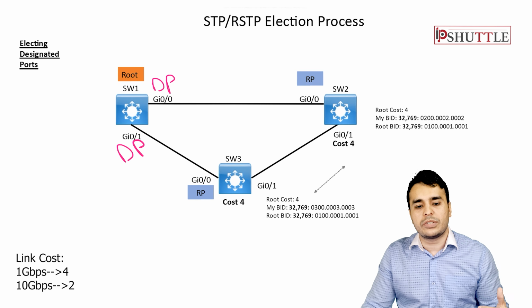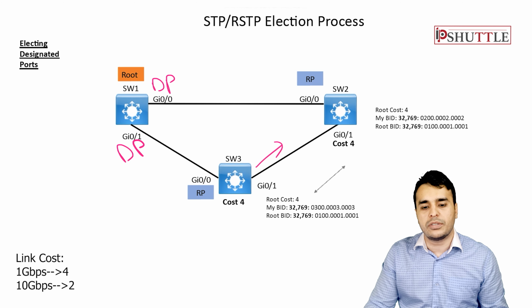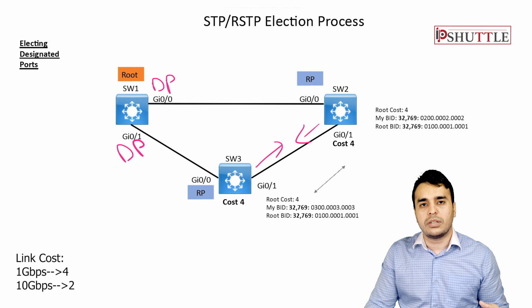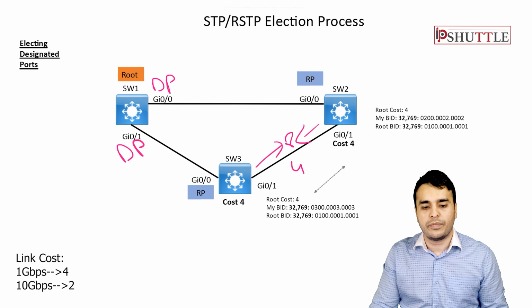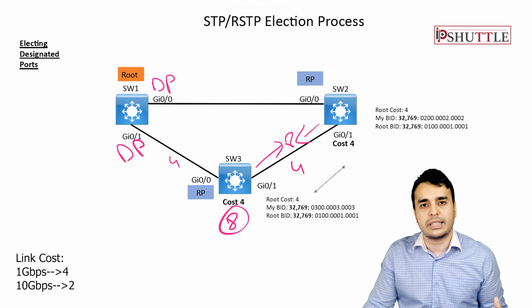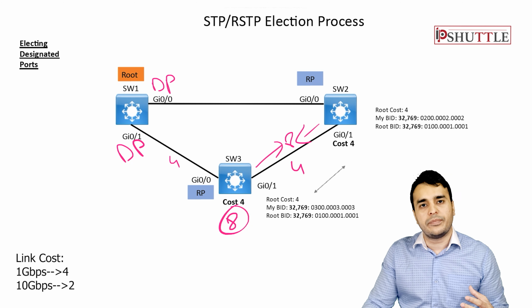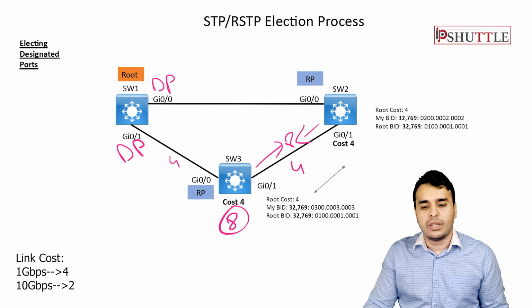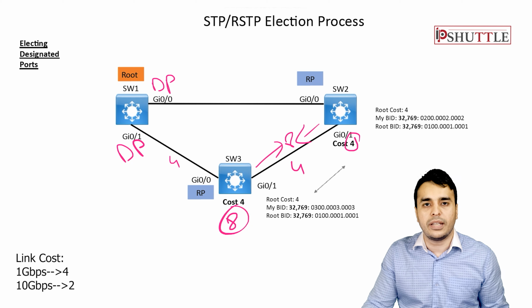The problem comes in between switch 2 and switch 3. If switch 3 tries to use this interface or switch 2 tries to use this interface, the cost on this link is going to be 8 to reach the root bridge. The reason, this one is 4 and this one is 4, so total 8. Once the cost is equal, how is this tie going to be broken? Which one will be the designated port? What is going to happen is, if everything is default, either we change the cost on the interface to give more priority, or we can leave everything by default and spanning tree will automatically take care of it.